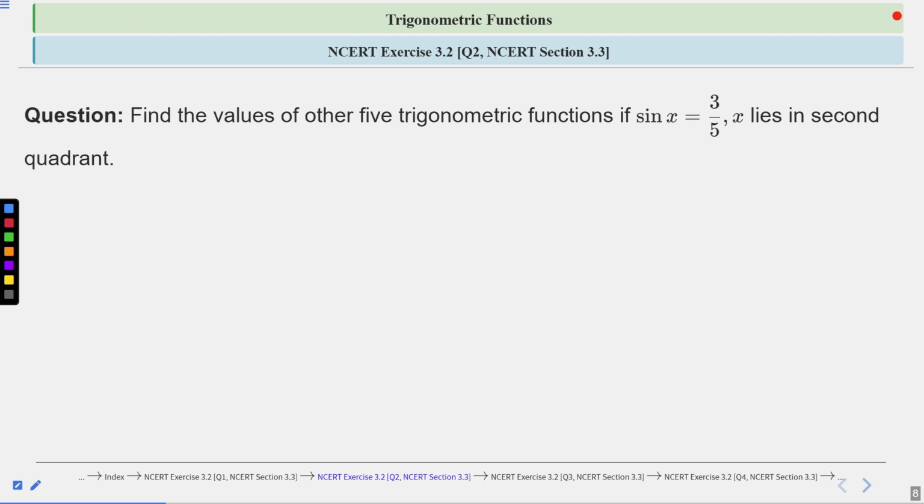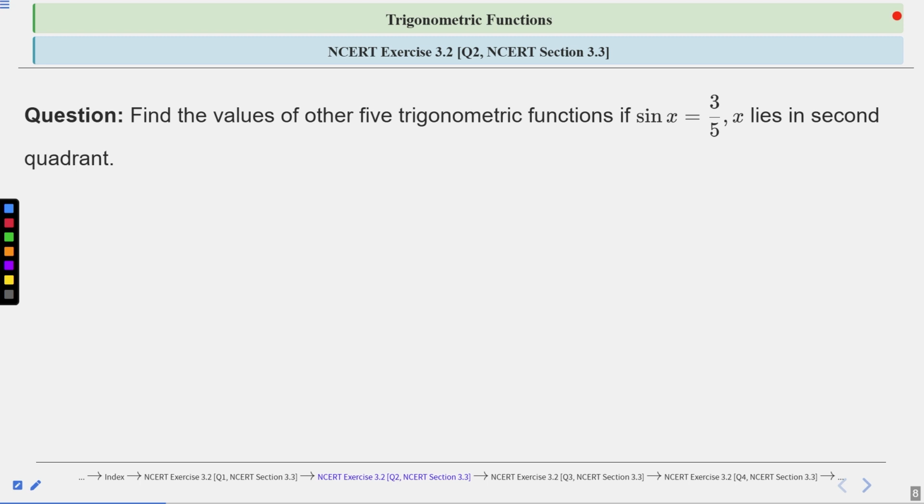Again, sin x is equal to 3 by 5 and x is lying in the second quadrant, and we know that in the second quadrant sin x is positive, cos x is negative. Similarly, we can talk about all the other trigonometric functions in the second quadrant. We know that sin square x plus cos square x equal to 1. So using this identity, we can find the value of cos x, and after that we can easily find tan x, sec x, cosec x, and cot x.